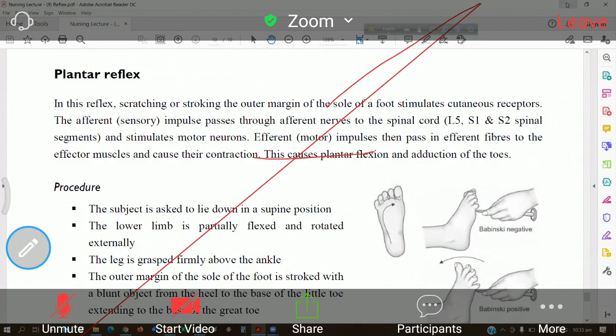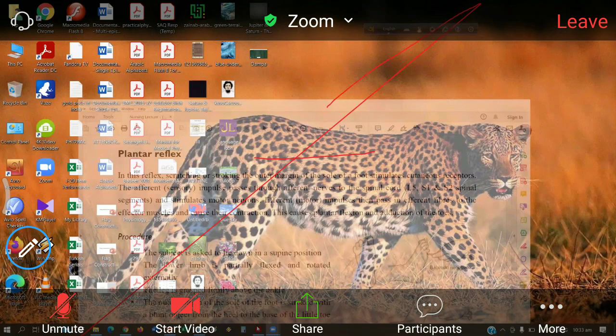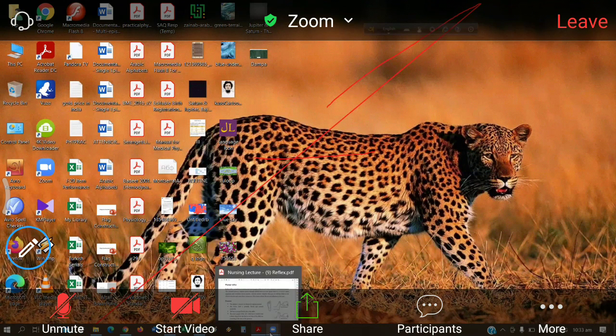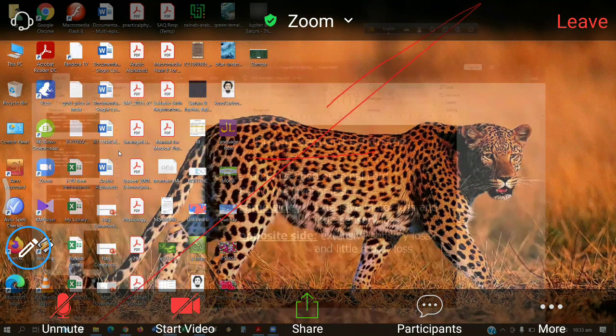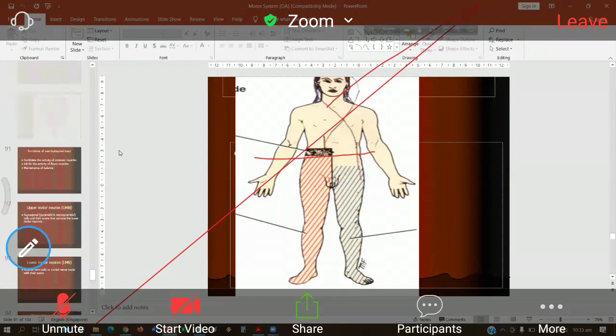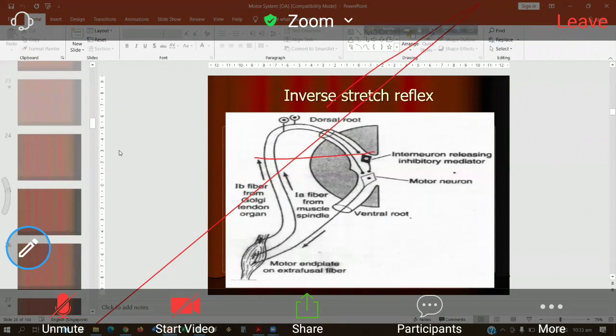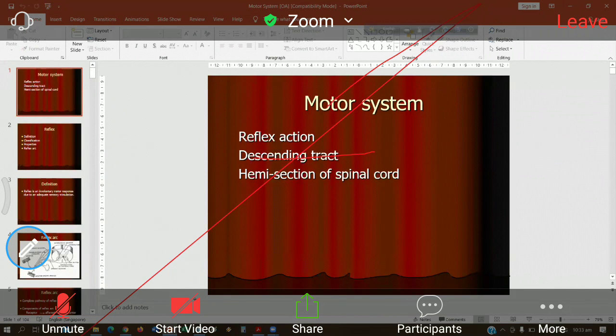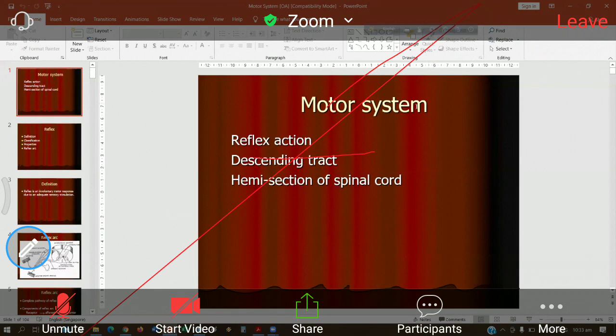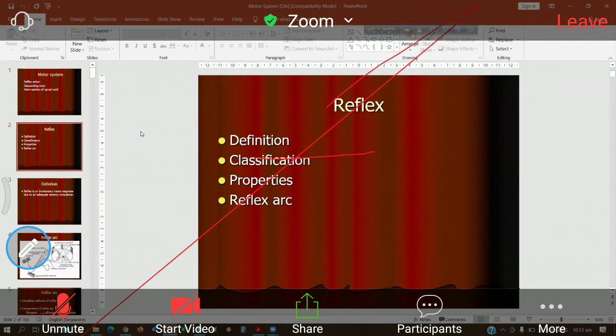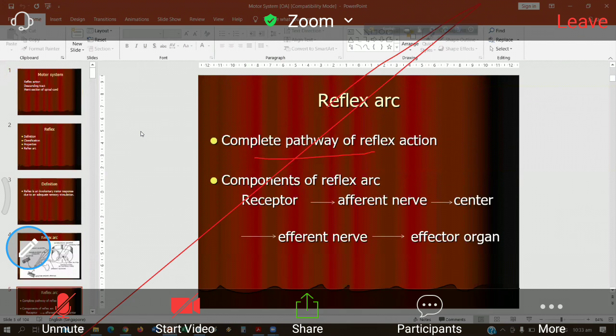So this is about reflexes. Then let's move on to the motor system. The topics in the motor system. We have already discussed reflex activity, except for the properties of reflex.